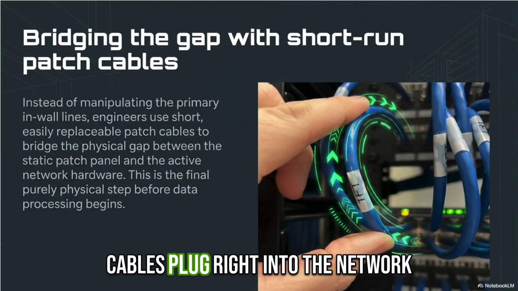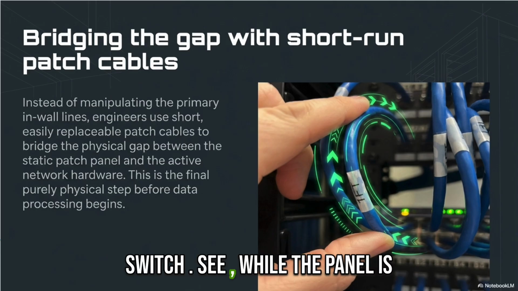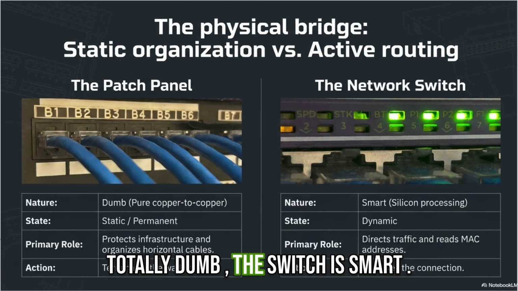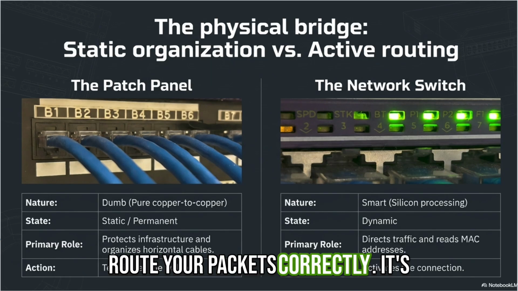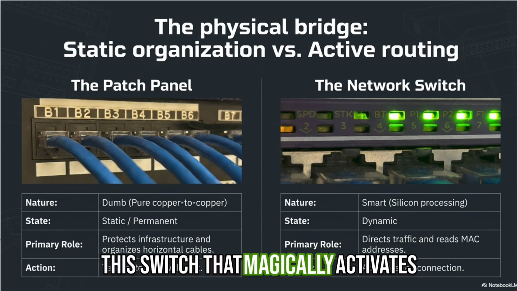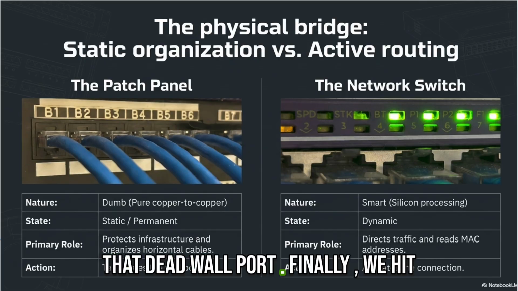Those short cables plug right into the network switch. See, while the panel is totally dumb, the switch is smart. It learns device MAC addresses to route your packets correctly. It's this switch that magically activates that dead wall port.